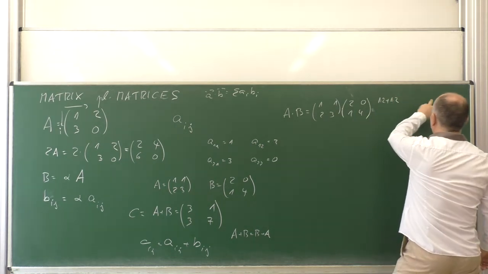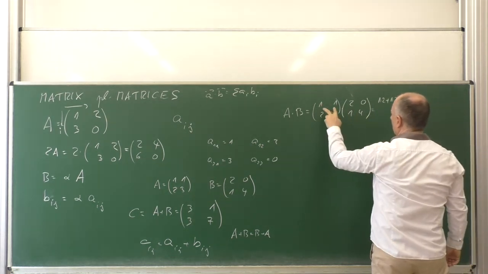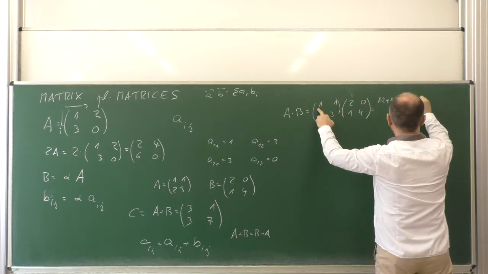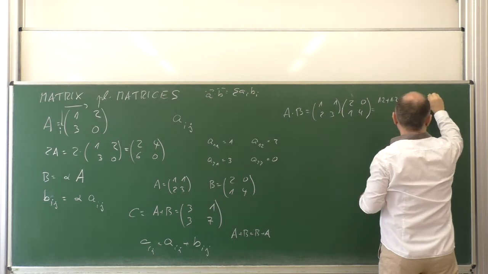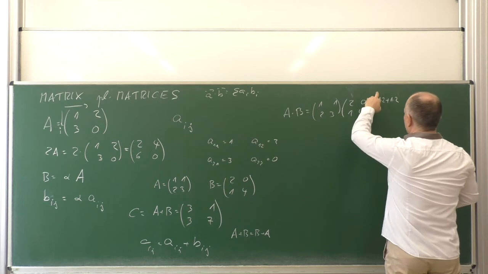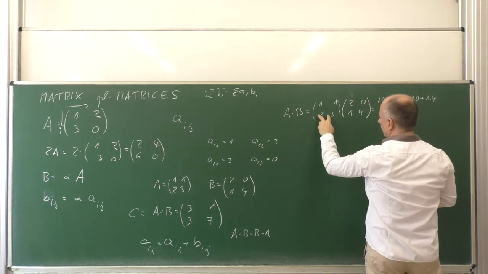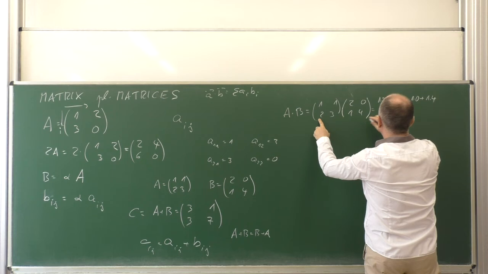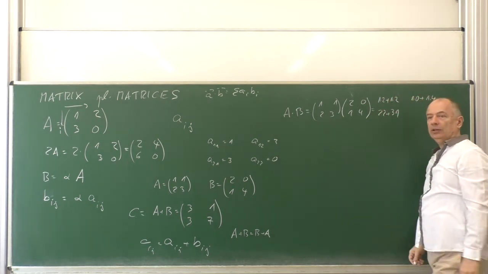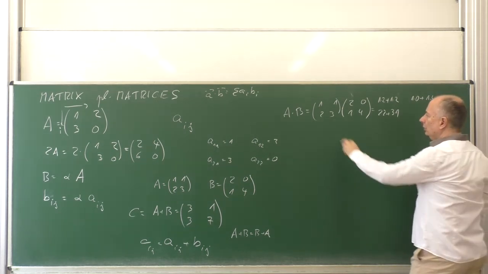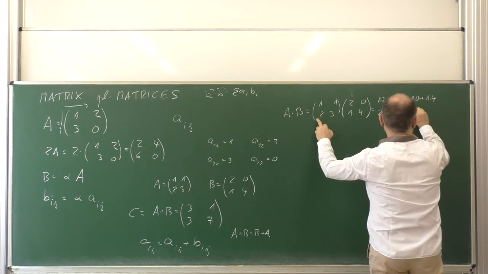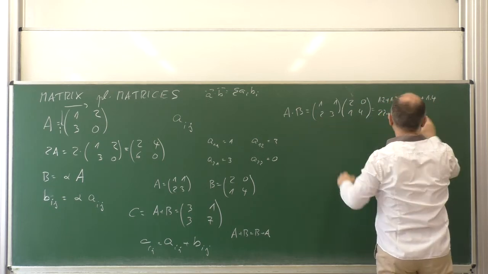The entry in position 1, 2 will be the scalar product of row number 1, column number 2. That means 1 times 0 plus 1 times 4. And similarly for the second row. The entry 2, 1 will be the scalar product of row number 2 with column number 1: 2 times 2 plus 3 times 1. And finally, the entry at position 2, 2 will be the scalar product of row number 2 with column number 2: 2 times 0 plus 3 times 4.